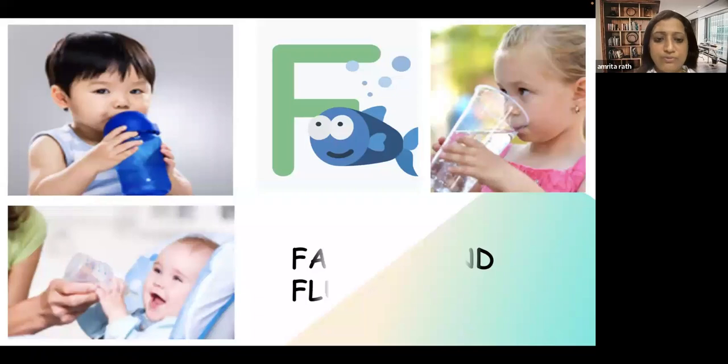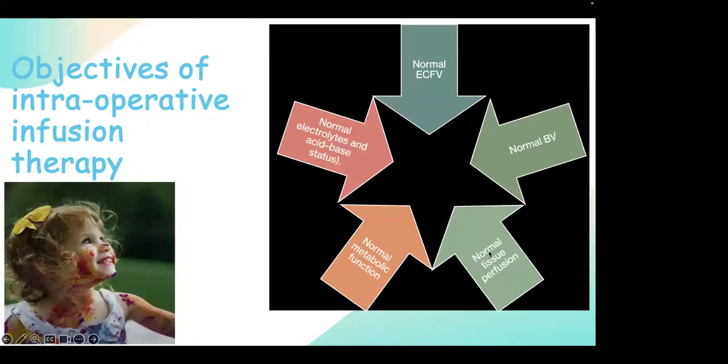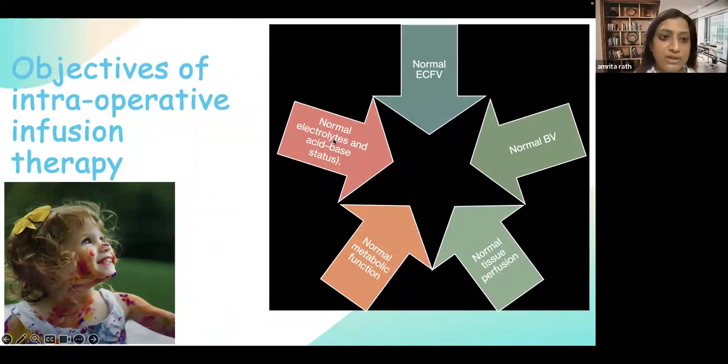So how do you decide on the fluid? Basically you want a normal extracellular fluid volume, a normal blood volume, normal tissue perfusion, a normal metabolic function, and a normal electrolyte and acid-base balance.